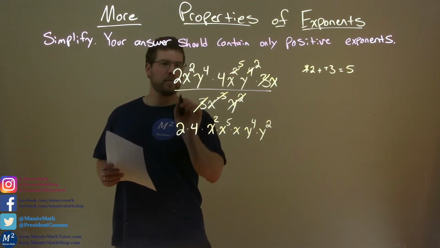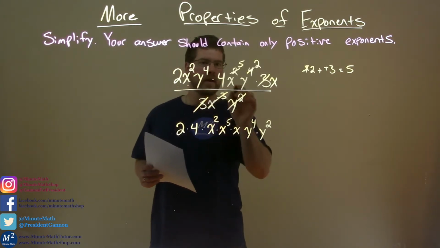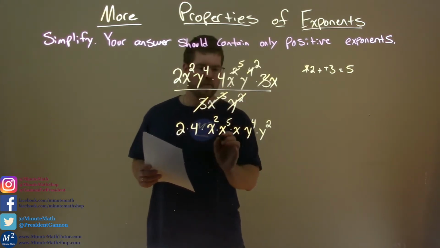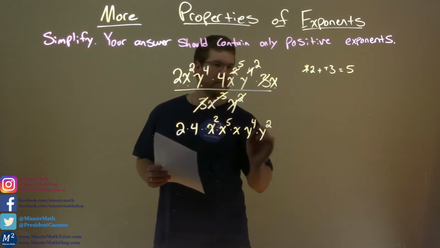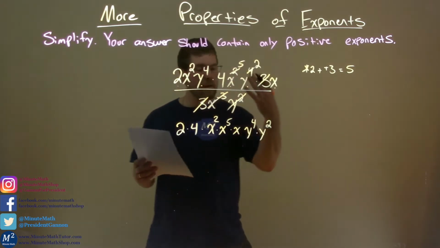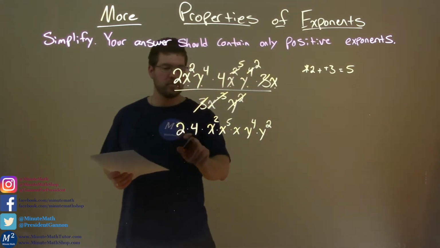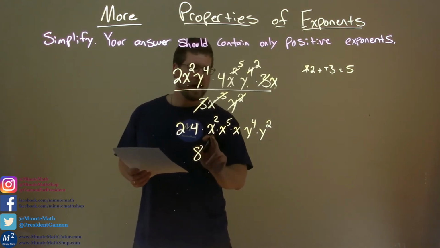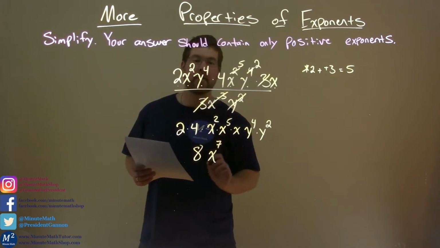Let's make sure we got it all. 2 here, put a dot underneath it, dot under here, got the 4. Got this x squared right here, and this x to the fifth power as well. And that x right there. We have y to the fourth power here, and this y squared there. So now we've brought everything down on one clean line. Let's simplify it. 2 times 4, 8. X squared times x to the fifth, add the exponents, x to the seventh power.